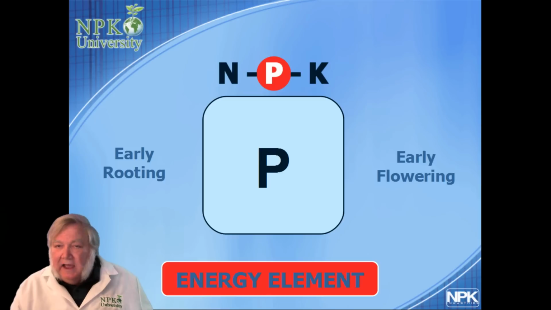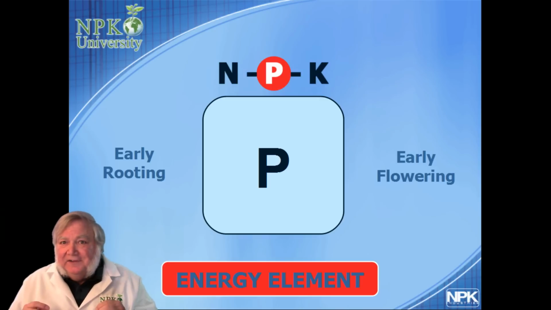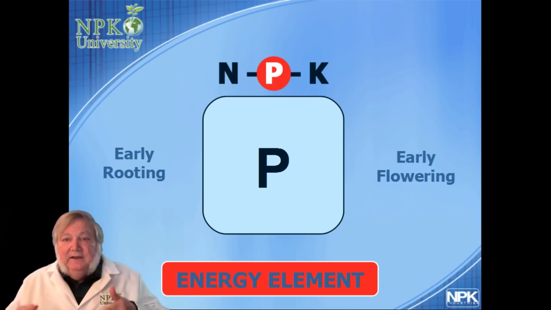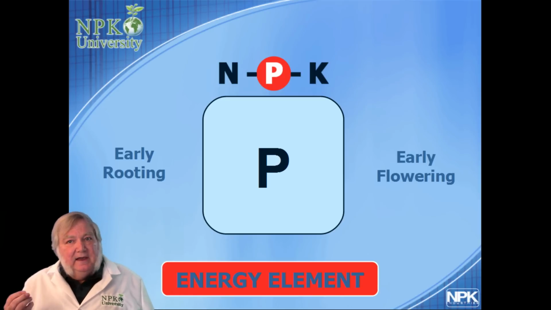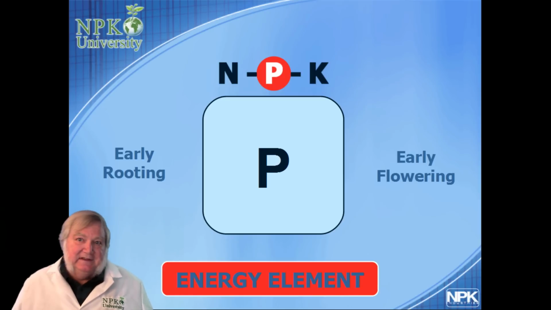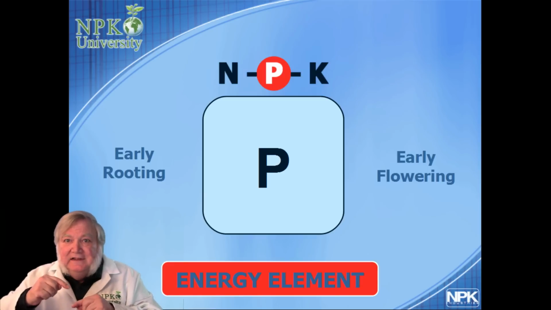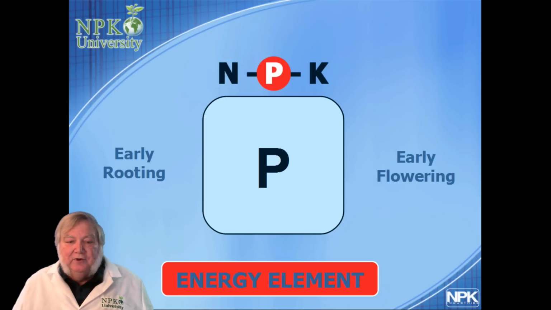Okay, next we'll look at phosphorus. Now, phosphorus is the energy element. It energizes rooting, and it energizes flowering. When the plant takes in phosphorus, it is converted into a molecule called ATP, adenosine triphosphate. That is the energy currency of the plant. The plant will use energy to build phosphate bonds, and then when those phosphate bonds are cleaved, it releases the energy to grow and to reproduce.